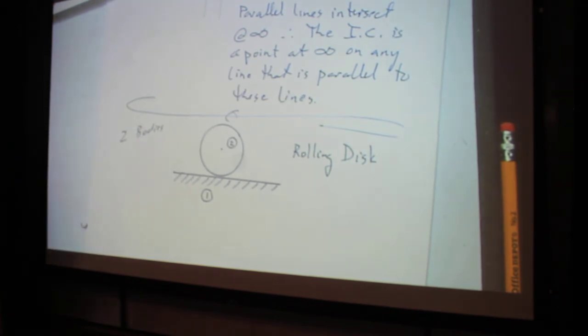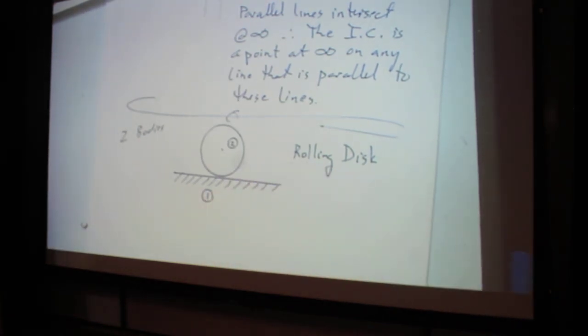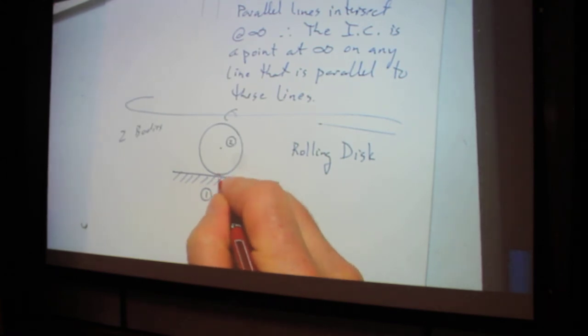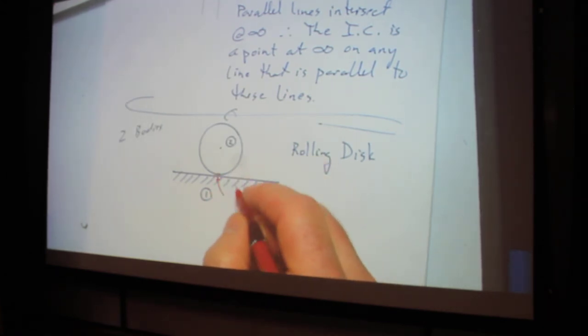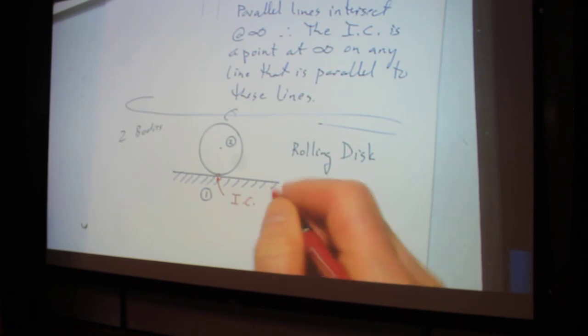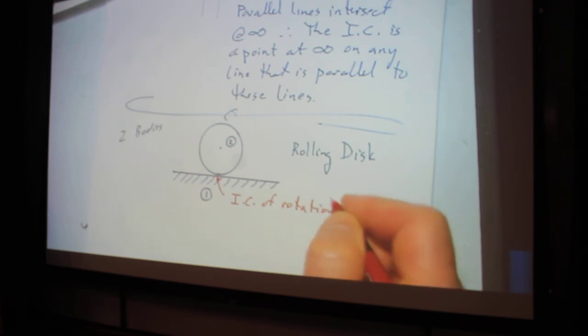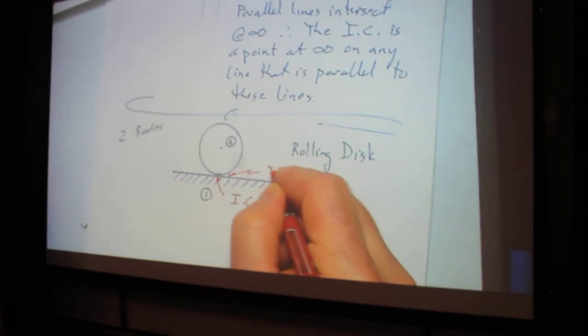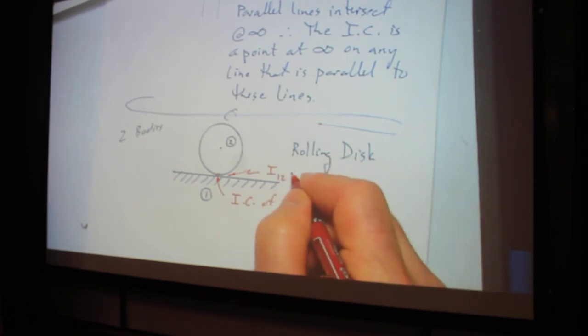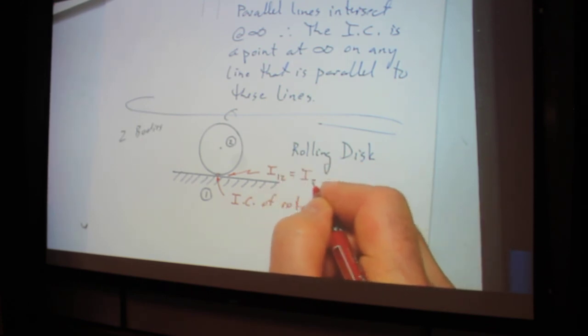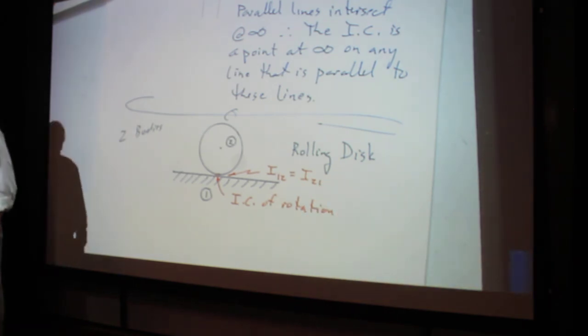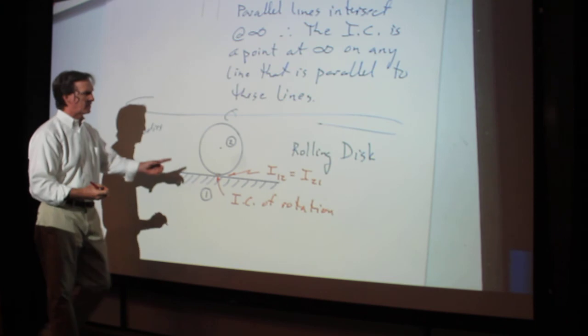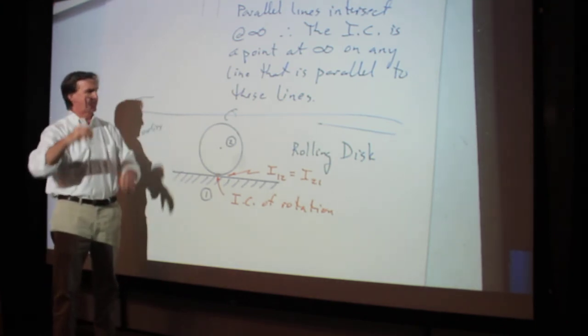So this right here is that point of contact. This is the IC of rotation, or this disc here. All right. And so now we're going to introduce some notation here. So this is what we call I12. It's the same thing as I21, because you look at these things, if I'm standing on body 1 looking at 2, it looks like it's rotating like this, so it's I12.